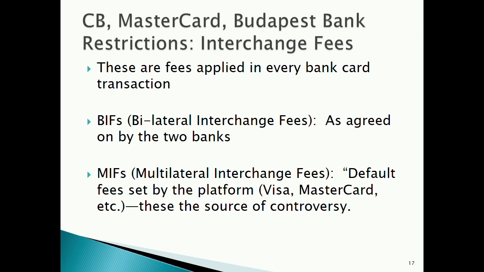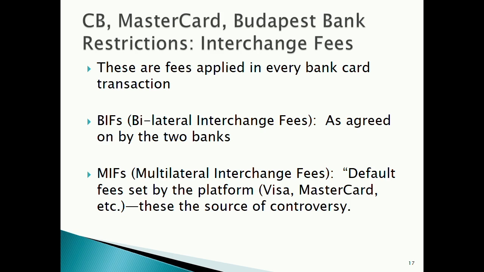Now, in CB and in the MasterCard case that's also referred to, and in Budapest Bank, the problem surrounds interchange fees. These are fees that are applied in every card transaction that you in Europe won't see. There are two types of interchange fees. One is a bilateral interchange fee agreed between banks in the transaction, and the other is a multilateral interchange fee, which is a default fee.